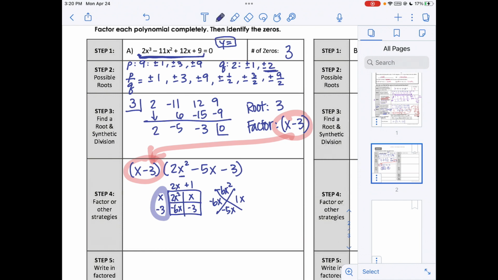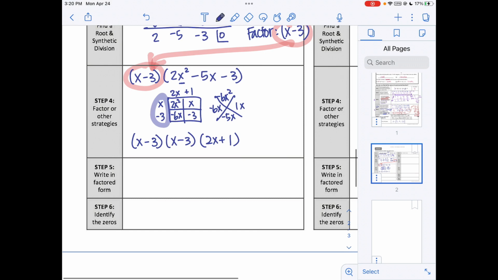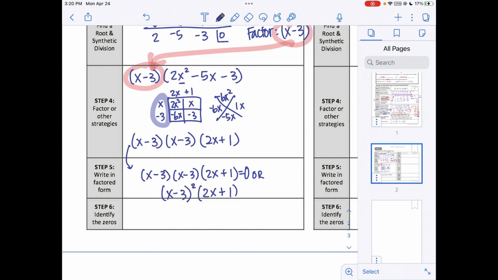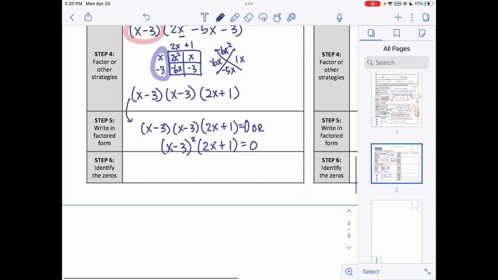So there should be 2 binomials that are identical, x minus 3 times x minus 3, and then 2x plus 1. There's nothing else to factor, so we're going to move right into writing it in factored form, which is x minus 3 times 2x plus 1 equals 0, or x minus 3 quantity squared times 2x plus 1 equals 0. You can do either one of those.